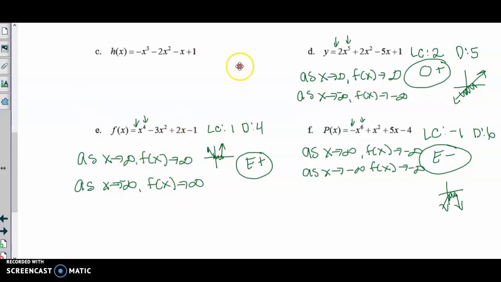All right, and then take a look at the last one. Make sure it's in order, 6, 2, 1, nothing. You have a leading coefficient that is negative and a degree of 6, so that's even and negative, so both sides are going down. As x approaches infinity, your function is going down towards negative infinity. As x approaches negative infinity, your function is also approaching negative infinity.